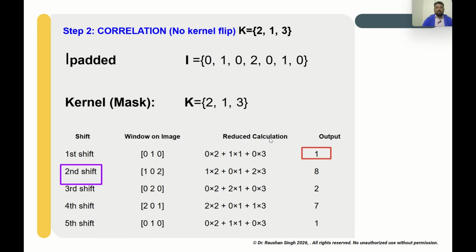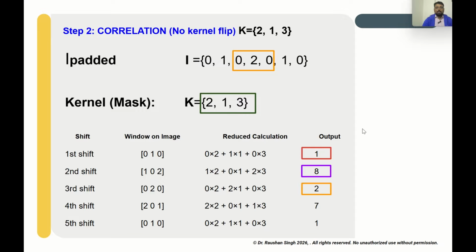In the second shift, the calculation shifts towards the right. So 1 will be multiplied with 2, 0 with 1, and 2 with 3, and this answer will come. Ultimately you will get the value 8. Then for the third shift, it will again be shifted towards the right. 0 will be multiplied with 2, 2 with 1, and 0 with 3. So the answer will be 2.